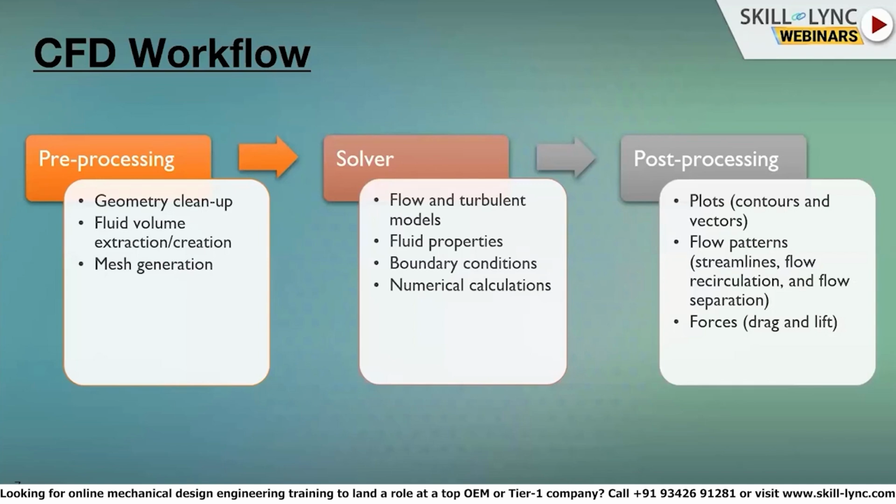Then comes the post-processing part. That is the set of parameters which is of interest. It could be velocity vectors, velocity contours, streamlines, flow recirculations, flow separations, or it could be forces, drag, lift, or the heat transfer coefficient, or the temperature distribution. So depending upon the application, the CFD engineer can extract his parameters of interest, and accordingly he can move forward with design modifications or optimization, based on his objectives.